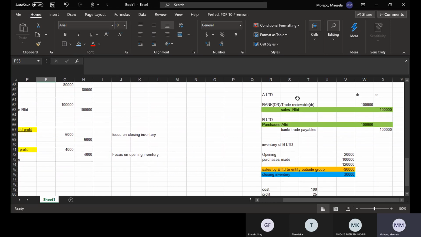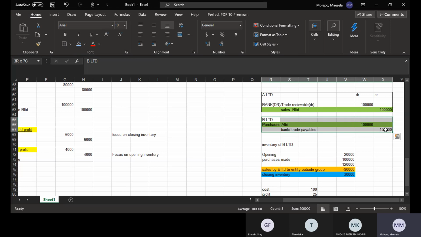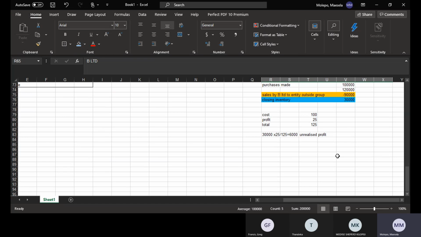So it's important to do the individual journal of that particular company. Here was the journal of A Limited alone, and this one is the journal of B Limited alone. So it's important to have your separate journals of the companies alone before you take them into the group. And then we need to eliminate all intra-group transactions.